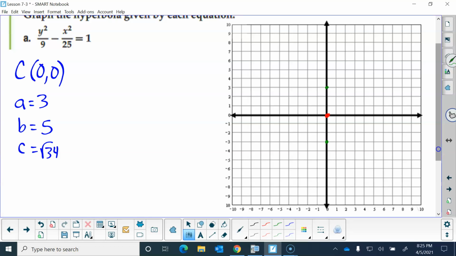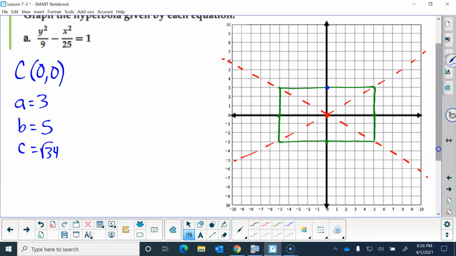I'm going to plot a couple of green points right there. Then we're going to use the b value and go to the right 5 and to the left 5 from the center. This allows me to draw a rectangle like you saw in those pictures I had a minute ago. And after I draw this rectangle, that allows me to draw the diagonals. Now the diagonals represent the asymptotes for this hyperbola. Those are asymptotes. The curve's going to get closer to those as you go further to the right and further to the left.